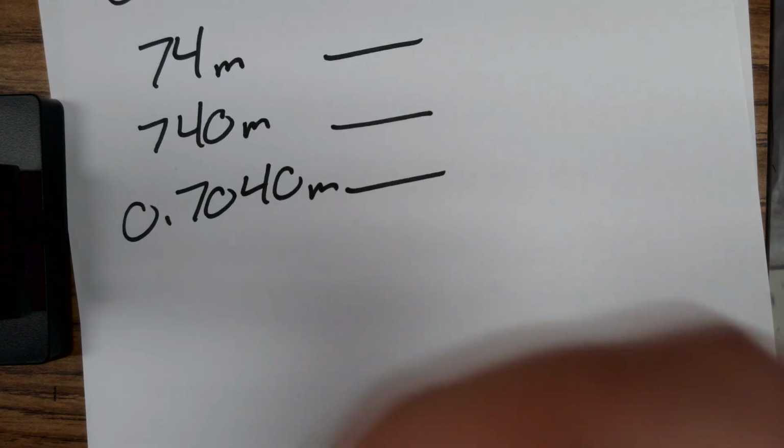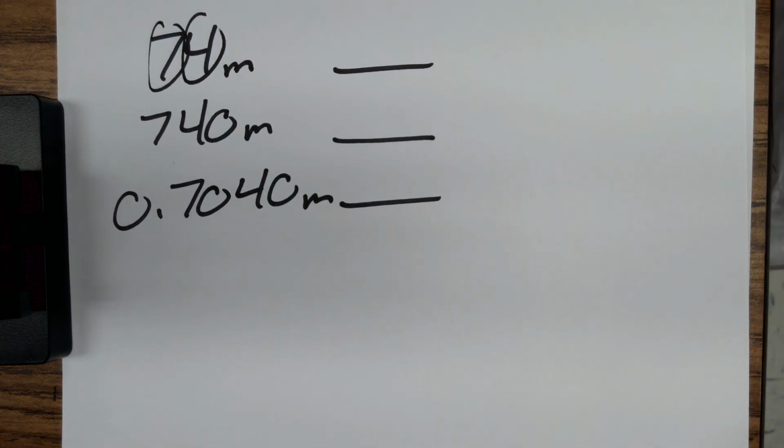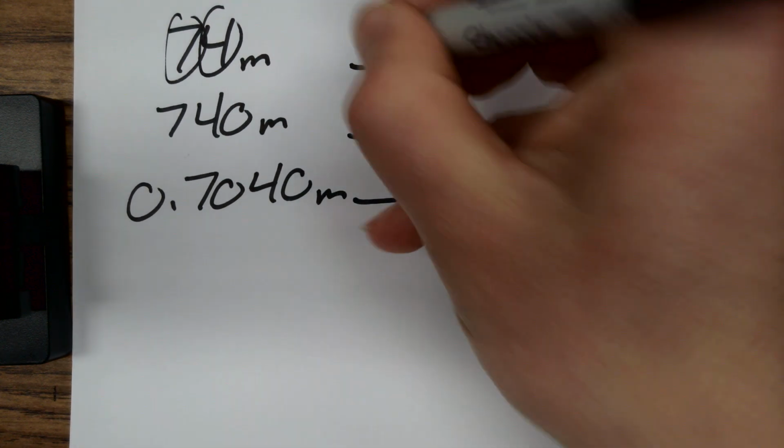So, 74 meters. Step 1, I need to circle all my non-zero digits, right? 1, 2. Do I have any other digits to work with? No. How many numbers did I circle? 2. Perfect.